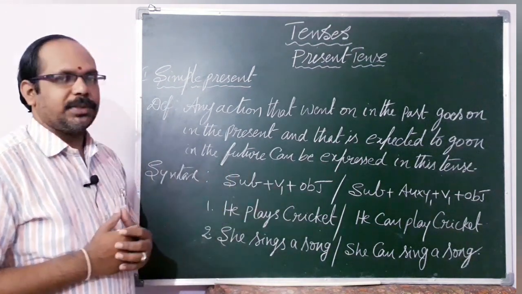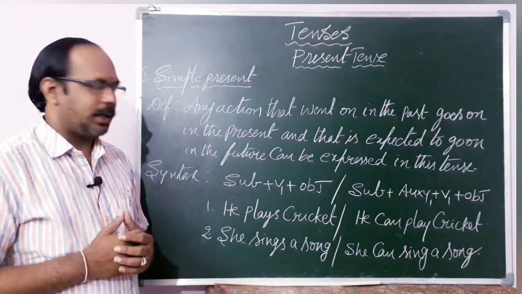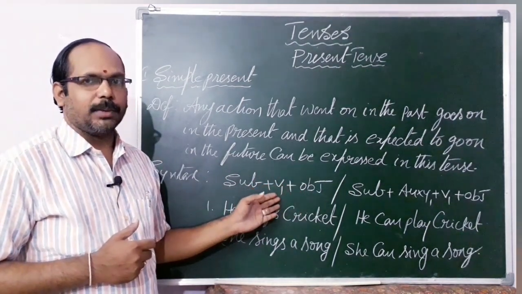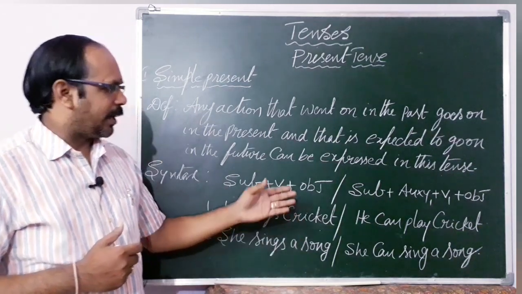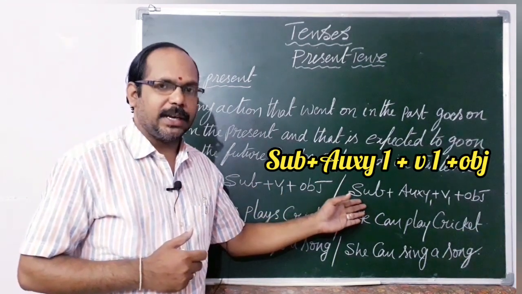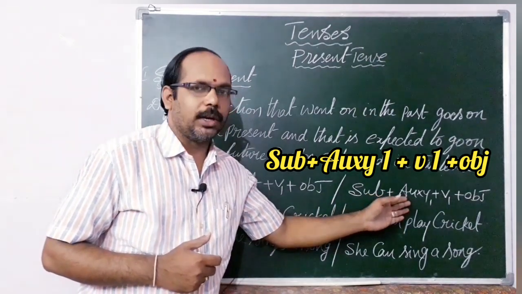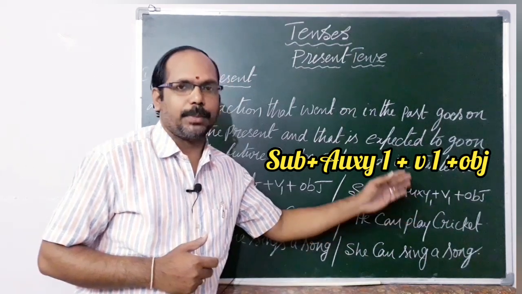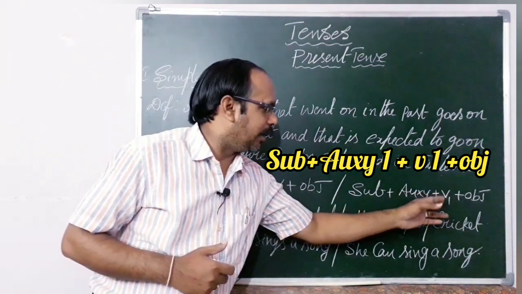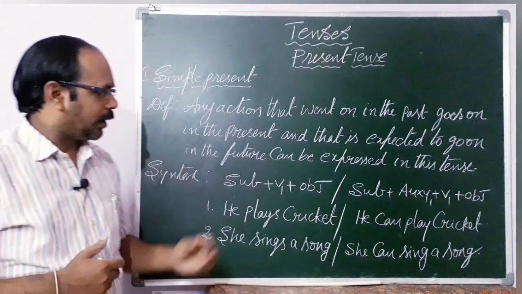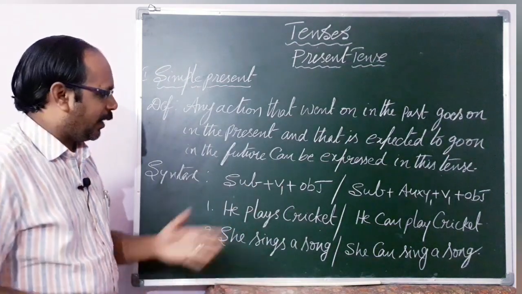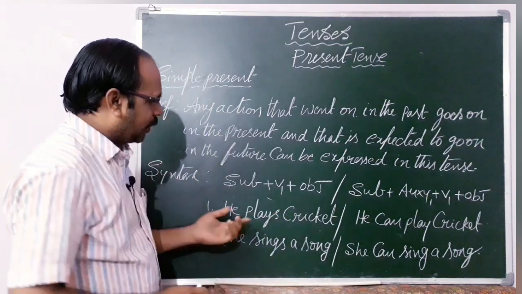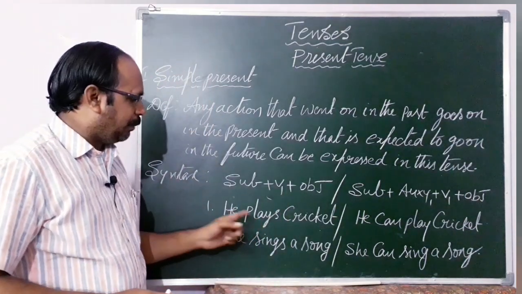When we come to the sentence structure: subject plus V1 plus object, subject plus verb 1 plus object. We can write the second sentence with auxiliaries: subject plus auxiliary plus V1 plus object. Auxiliary means helping verbs, be helping verbs, modal auxiliaries, preparatory auxiliaries, like that. We can add s or es to the V1 whenever the subject is third person singular. For example, he plays cricket.